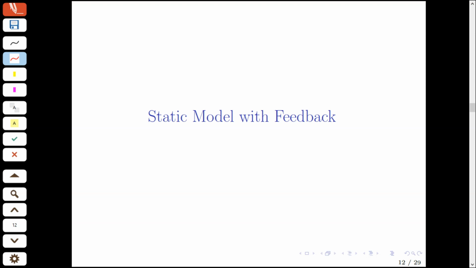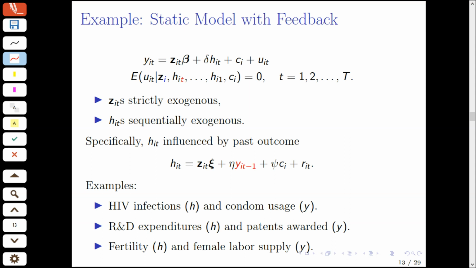Next, we'll look at a different example of a model, namely a static model with feedback. So in this model, we're modeling the outcome y as being linear in a set of regressors, let it be z_it, as well as a scalar regressor h_it, up to unobservables. Here we're assuming that the z_it's are strictly exogenous, so here we're conditioning on z_it's in all time periods, but the h_it's are only sequentially exogenous. Again, all of this is conditional on the individual effect.